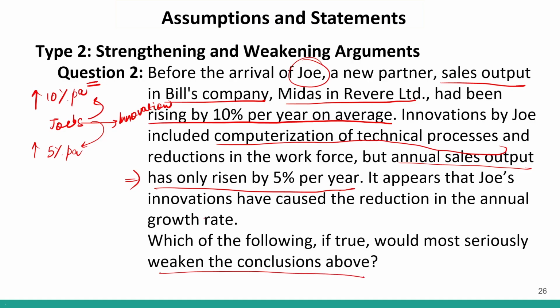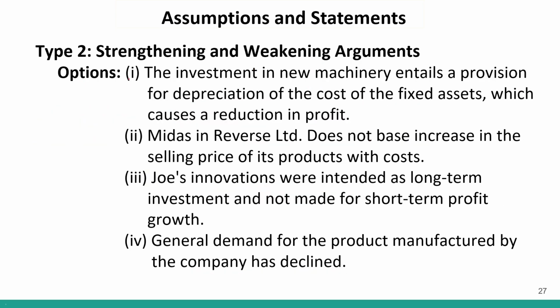So we have to prove that it is not Joe's fault that the production has gone down, because we have to weaken the argument. So we have to look for a statement that says that it is not Joe's fault that the production has gone down. Okay. So let us start with option number 1.